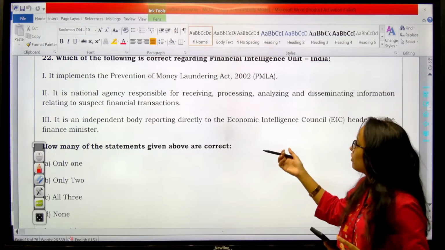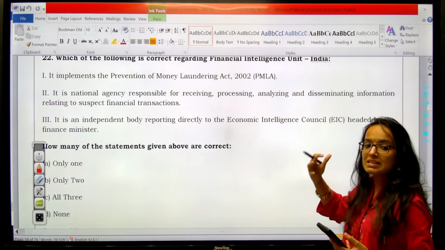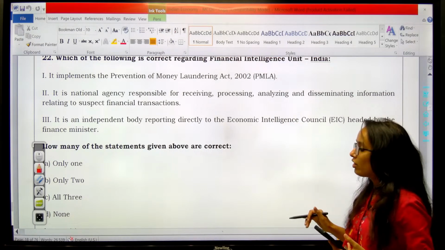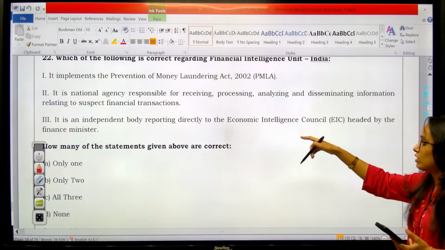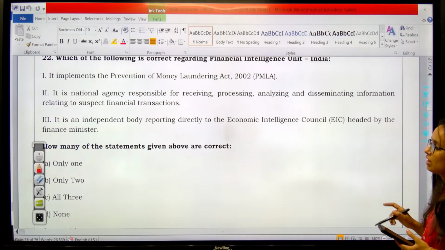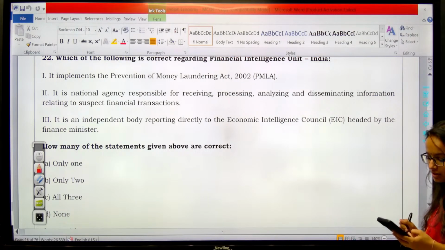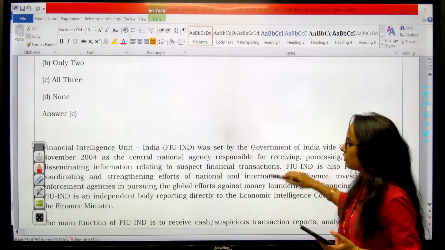Yes, it is responsible for all these: receiving and processing any information related to suspected financial transactions. It directly reports to the Economic Intelligence Council, headed by the Finance Minister. It reports to the Economic Intelligence Council headed by the Finance Minister, remember. So this is important and a very easy question.